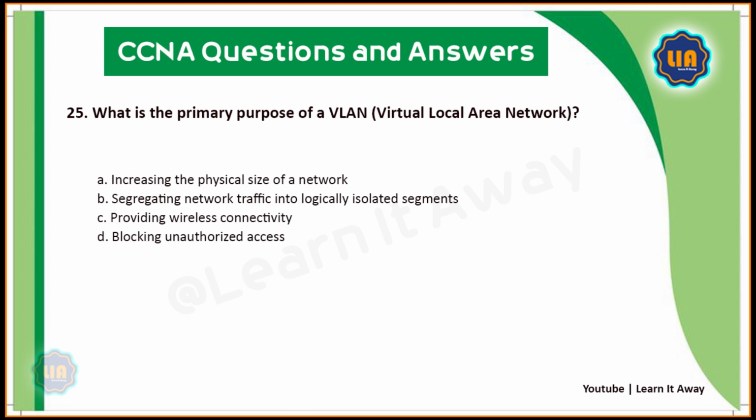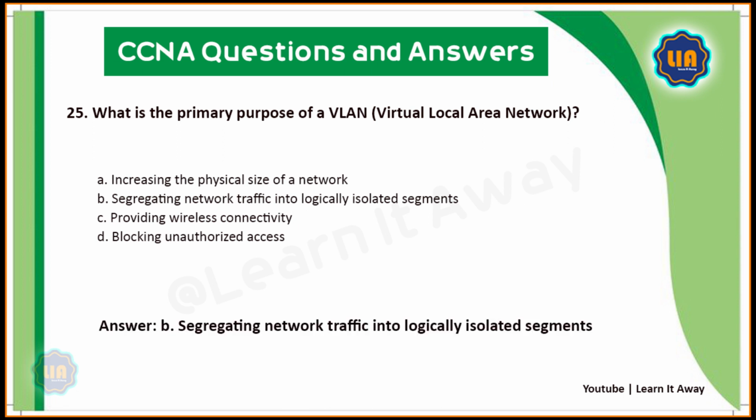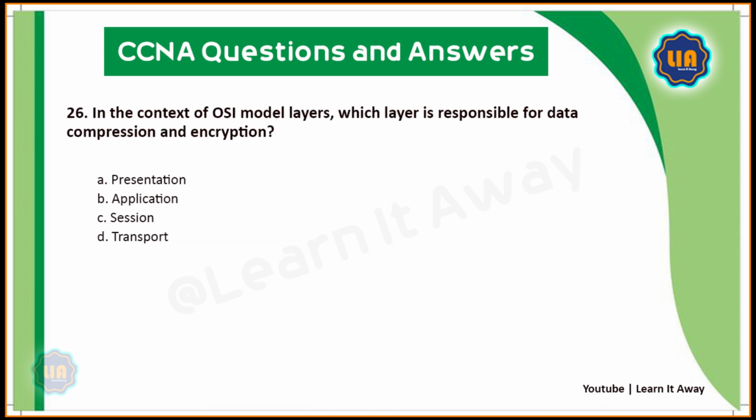Virtual local area network? A. Increasing the physical size of a network. B. Segregating network traffic into logically isolated segments. C. Providing wireless connectivity. D. Blocking unauthorized access. Answer: B. Segregating network traffic into logically isolated segments. 26. In the context of OSI model layers, which layer is responsible for data compression and encryption?